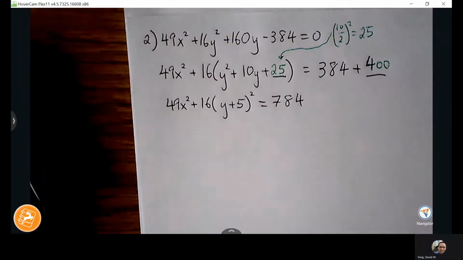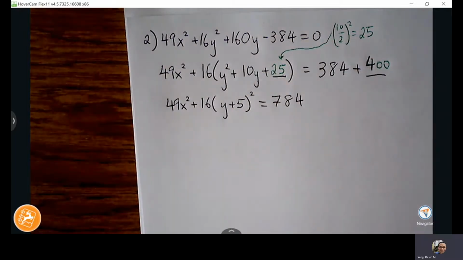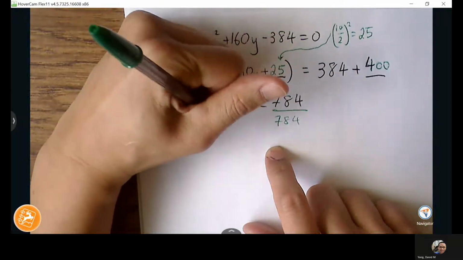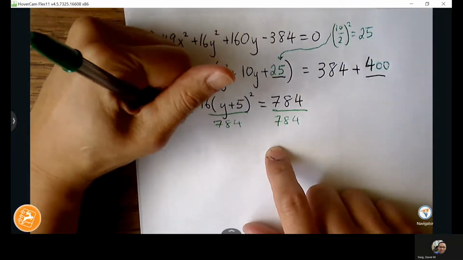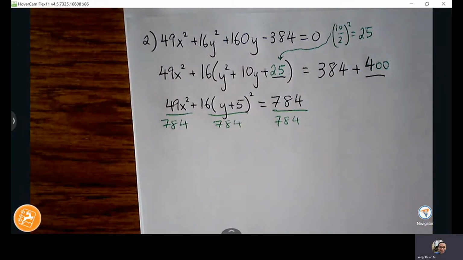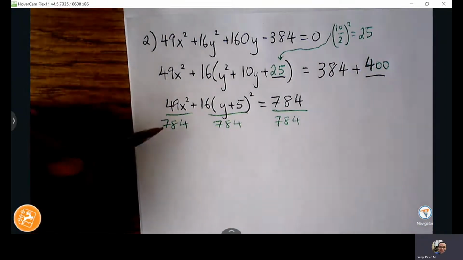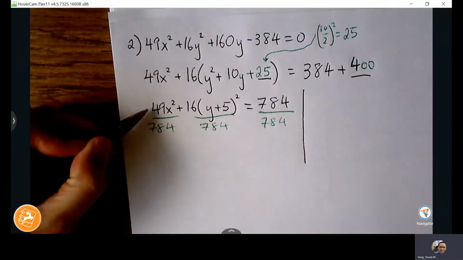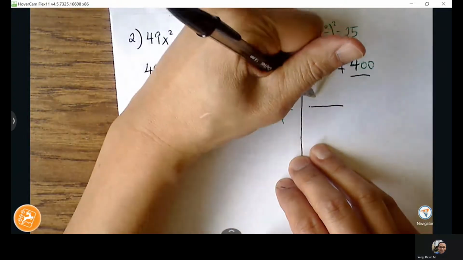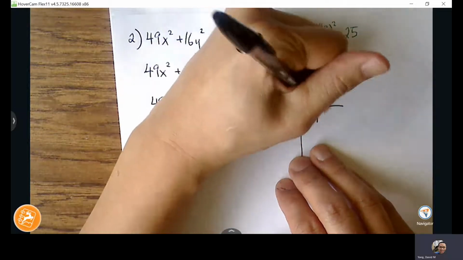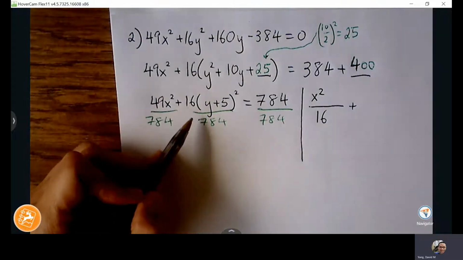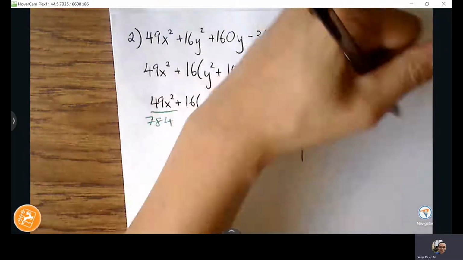Okay, what's next? Divide everything by 784. Okay. The nice thing is that 784 is made up of 49 times 16, so everything will work out cleanly here. 49 goes into 784 16 times. 16 goes into 784 49 times.